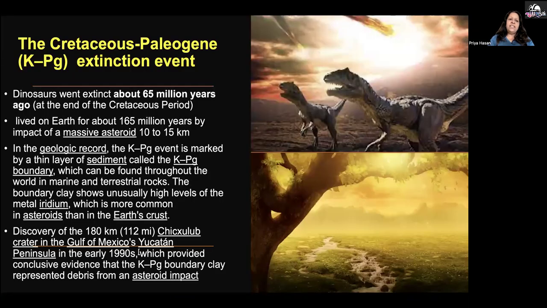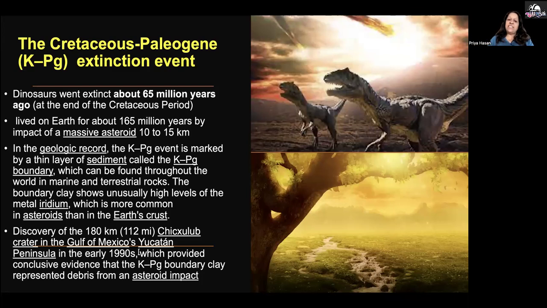We all know that the dinosaurs went extinct about 65 million years ago. They lived on the Earth for about 165 million years. And then a massive asteroid about 10 to 15 kilometers in size impacted the Earth. What is the proof we have of that? In geological records, in rocks, there is the KPG event, the Cretaceous Paleogene period.